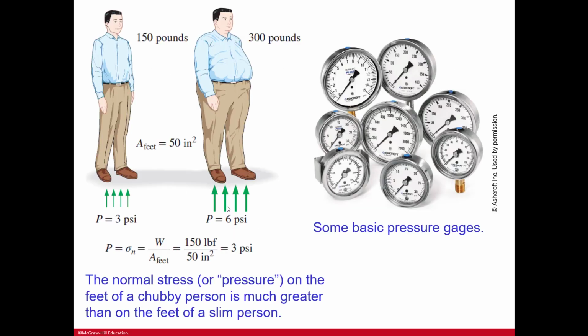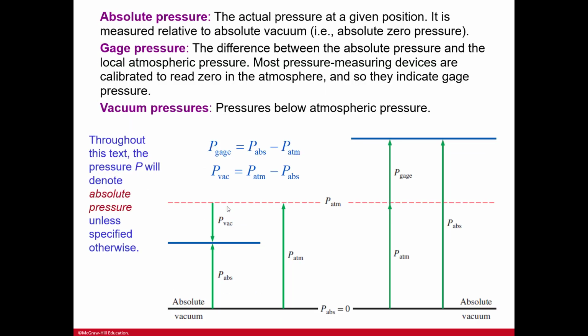Again with the schematic, this is just saying that there are different pressures. If you have someone who is 150 pounds versus someone who is 300 pounds, those pressures are going to be proportionally different. You have the same area of the feet, which is 50 inches squared, and you see that the PSI is double because the weight is doubled. So the normal stress or pressure on the feet of a larger person is much greater than the feet of a slim person. And then here are some pressure gauges.